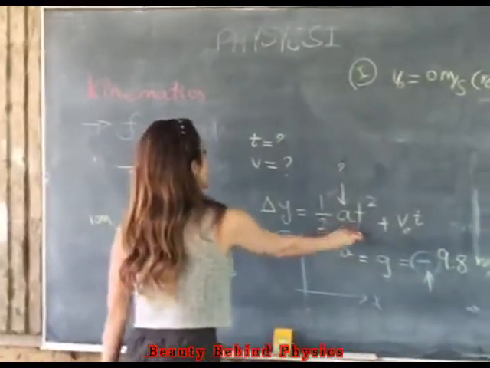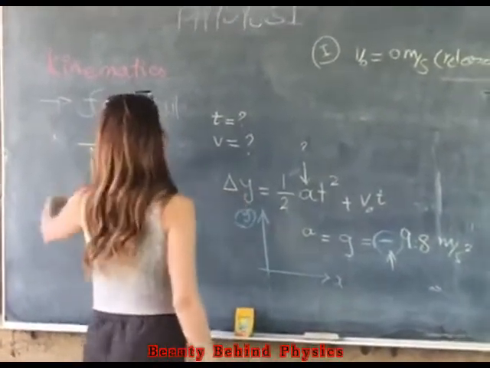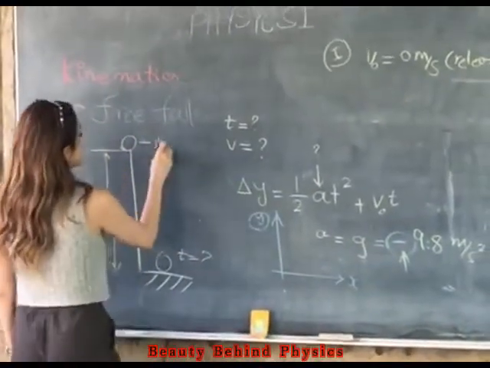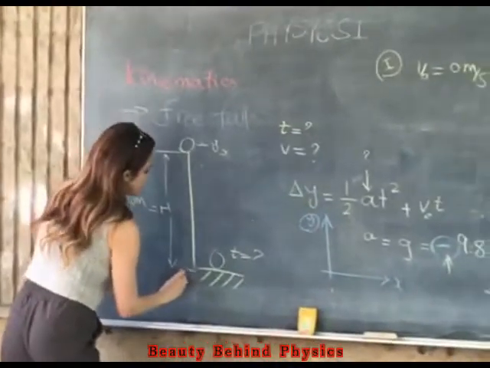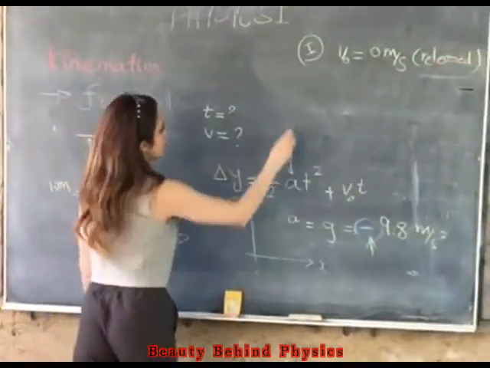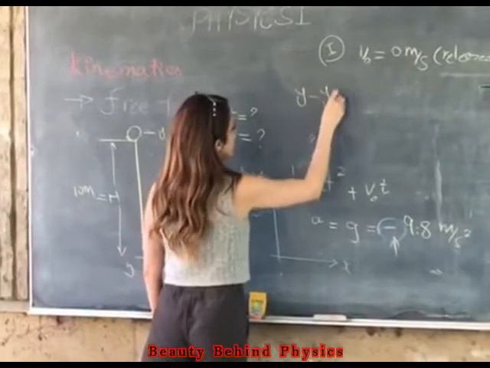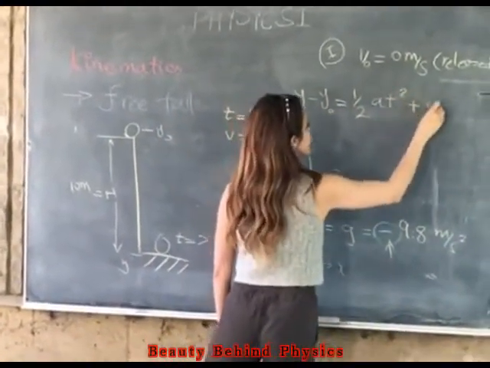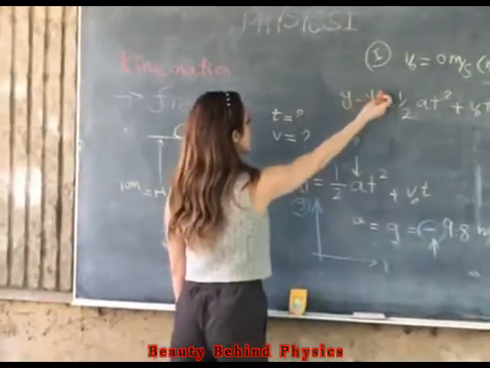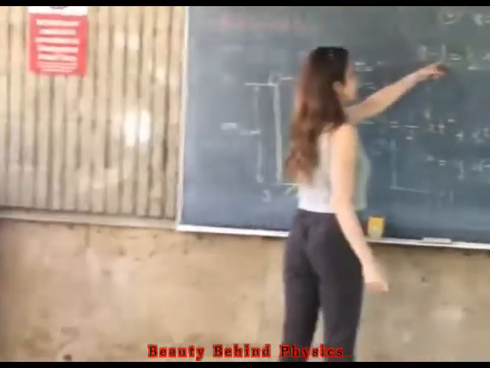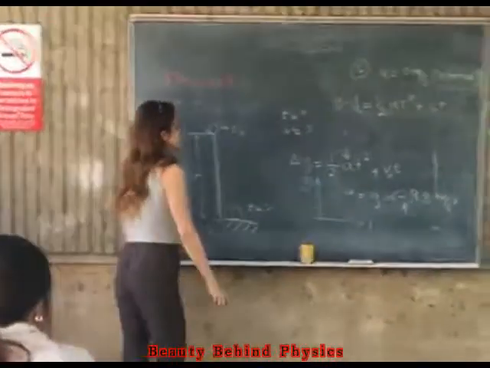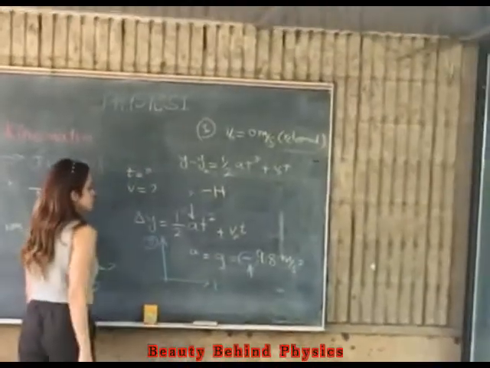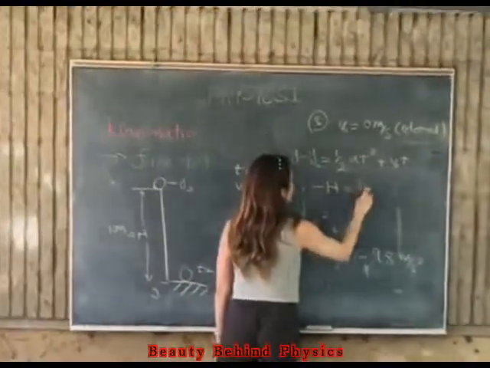So now I want to solve for t. I have delta y, which is the height of the building. It goes from here, which is my y naught, to here, which is my final y. So y minus y naught is equal to 1/2. What is y and what is y naught? This is 0, and this was equal to h. So y minus y naught is negative h, equal to 1/2.